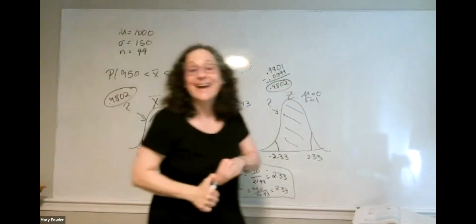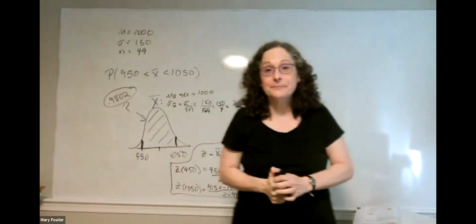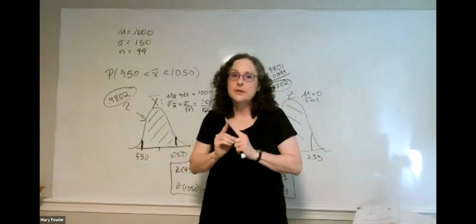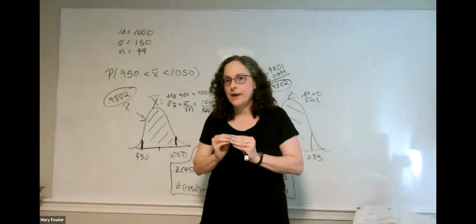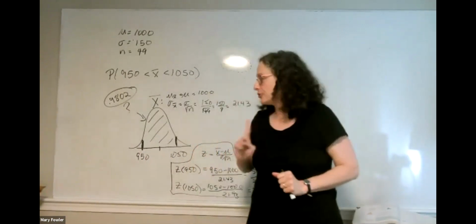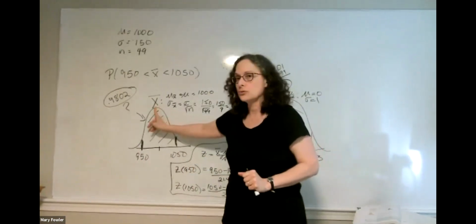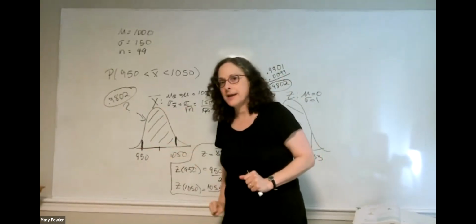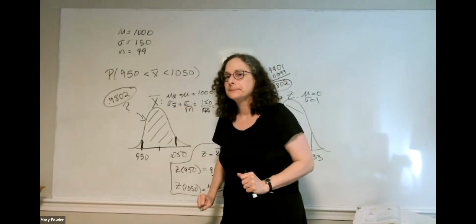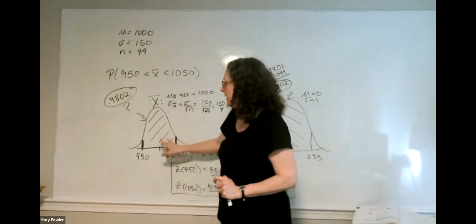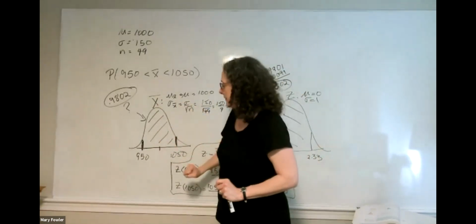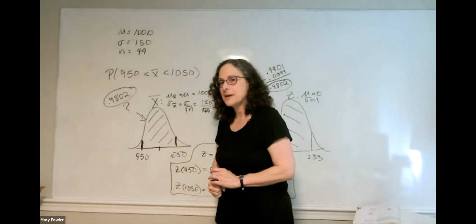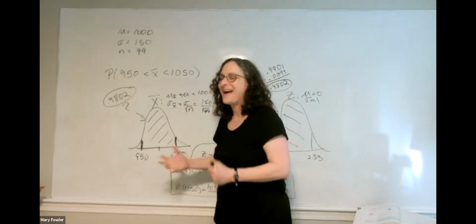And that's what I wanted to say about standard error. Standard error is really just another way of asking the question, how close to mu is X bar right now? Is it within 50 of the mean? That's what standard error is.